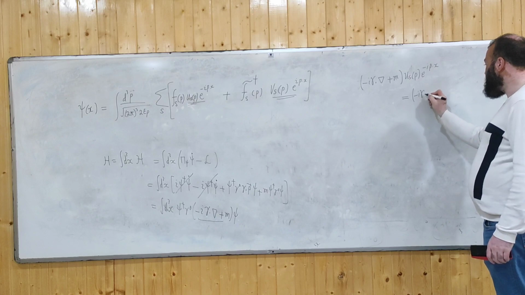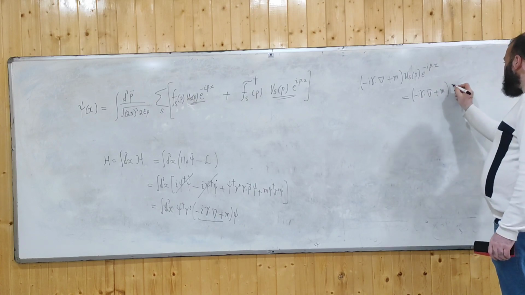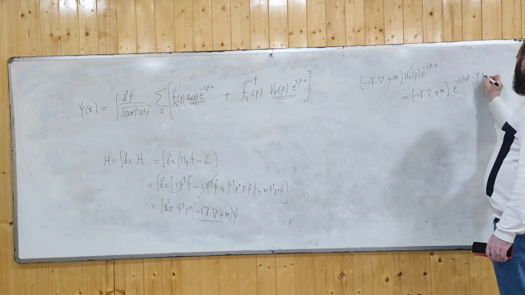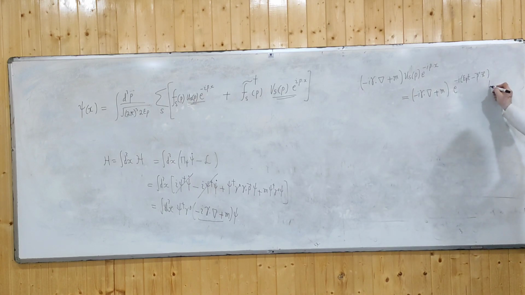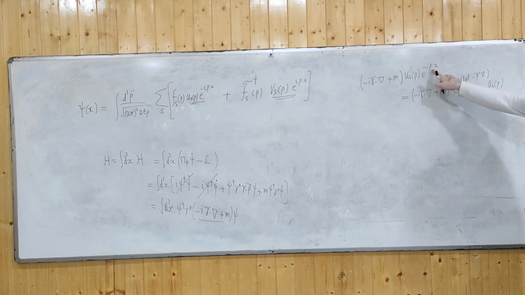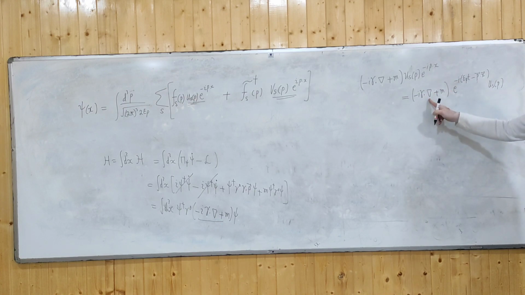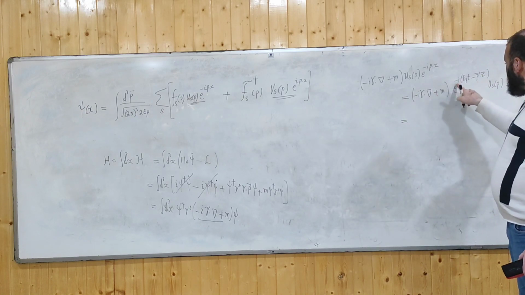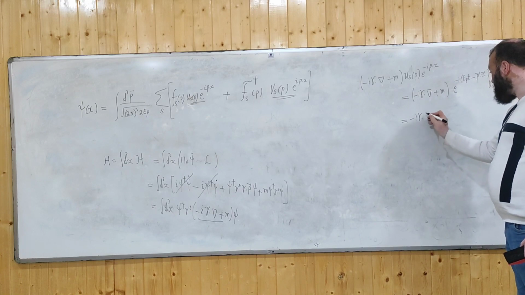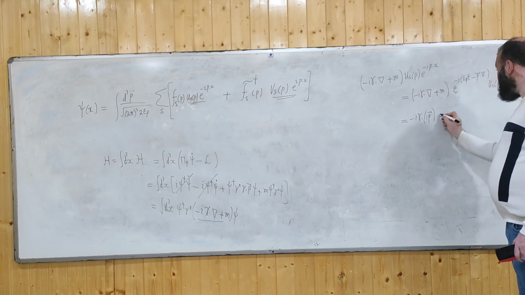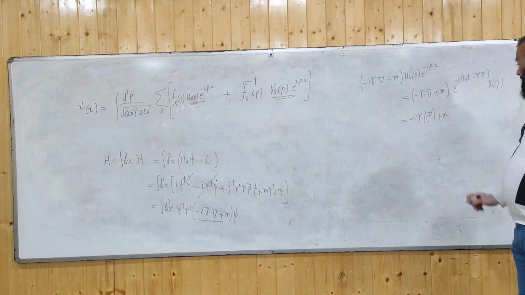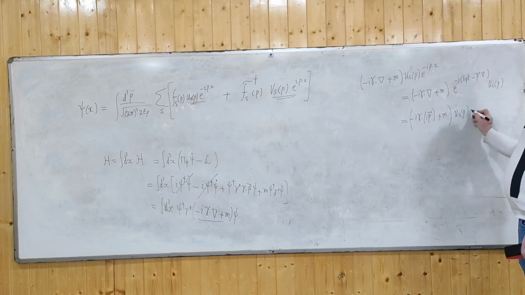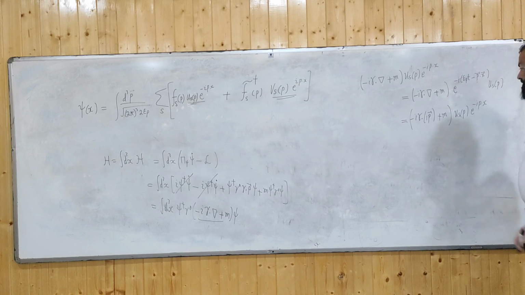So let me write minus iγ·∇ plus m acting on e^(−i(Et − p·x)) u_s(p). Because this is a 4-vector here, and this is a 3-derivative, when this acts on this thing you are having plus i. So minus iγ·(ip) plus m, acting on u_s(p) e^(−ip·x). Clear?